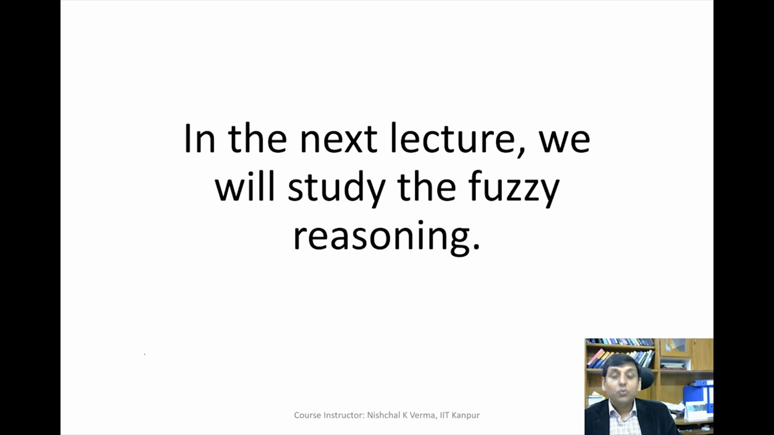So this way we get the fuzzy rule interpretation as A entails B. That's how we have been able to get various kinds of fuzzy relation sets in the form of fuzzy relation matrices. And with this, I would like to stop here, and in the next lecture, we'll study fuzzy reasoning. Thank you.